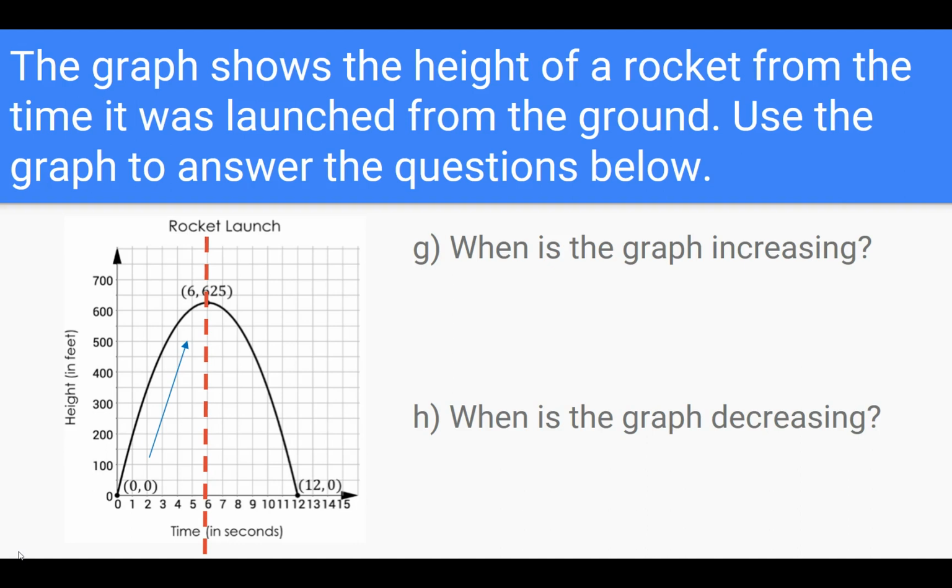I have a couple of numbers out there. It's asking me when. So am I looking at my x values or my y values? X is the seconds, right? So looking at when is it increasing? Between what time and what time was the rocket going up? 1 through 6. Where did the rocket start, guys? 0 to 6. So the rocket was increasing between 0 and 6 seconds.